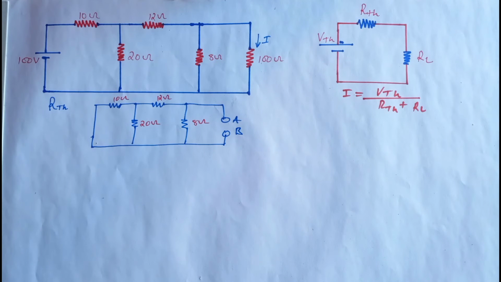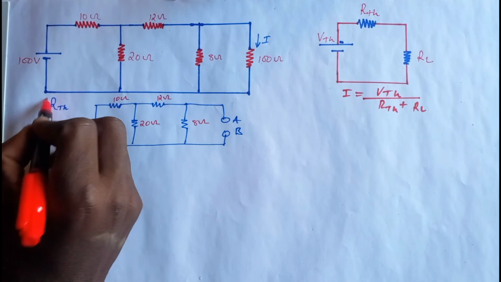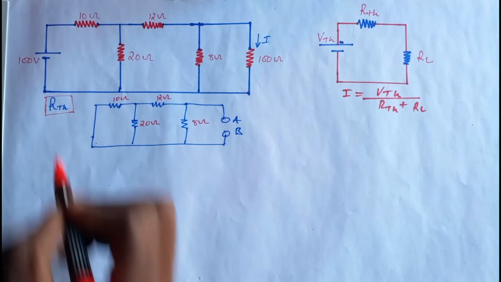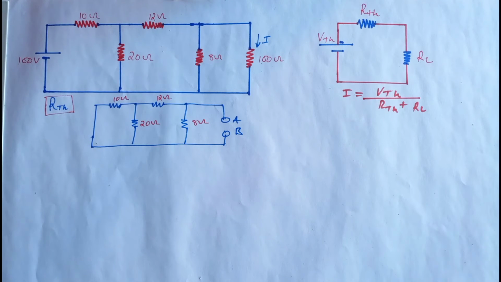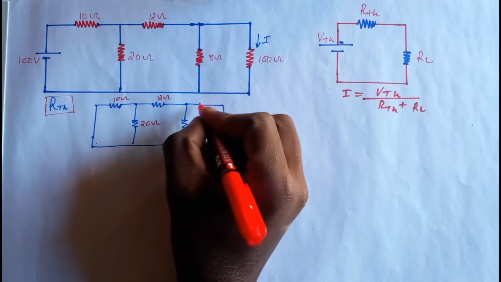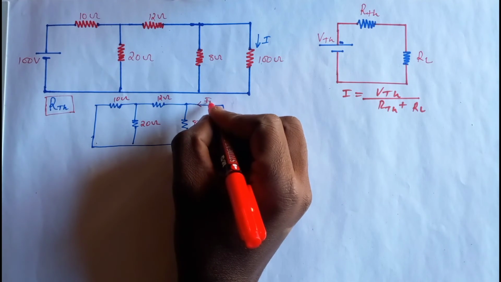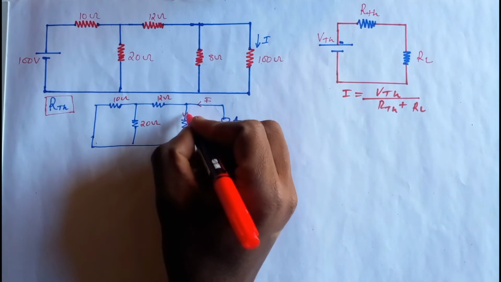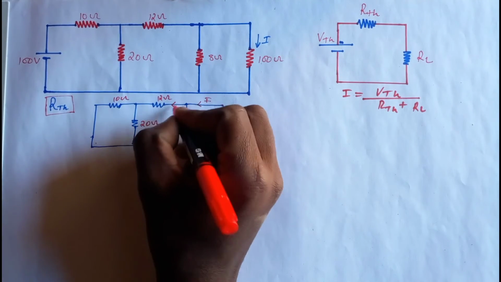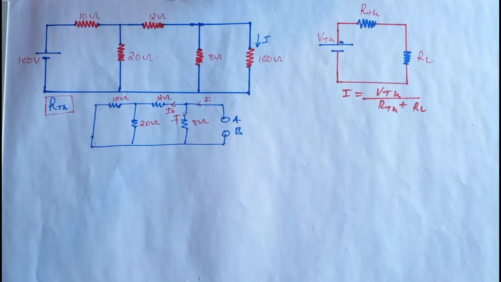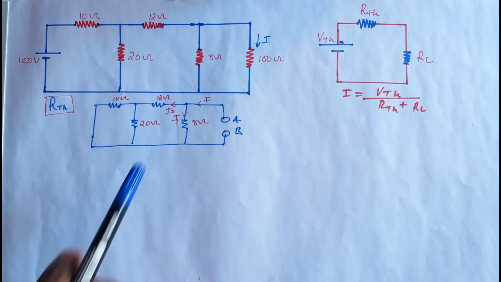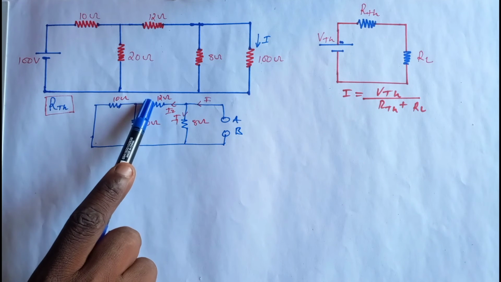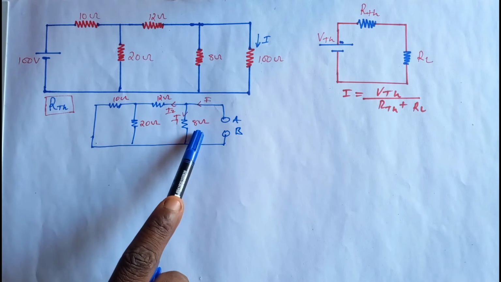To find the Thevenin resistance, it doesn't matter which side we start with. Let's say we have a current I. This current is going to split, so we have I1 here and I2 here. If resistors have different currents, that means those resistors are connected in parallel. So the 12 ohm resistor is connected in parallel with the 8 ohm resistor.